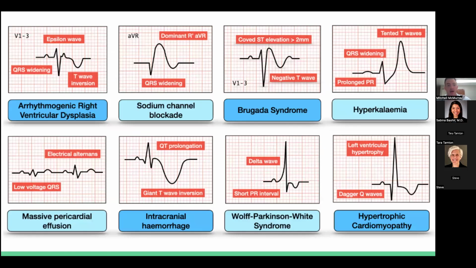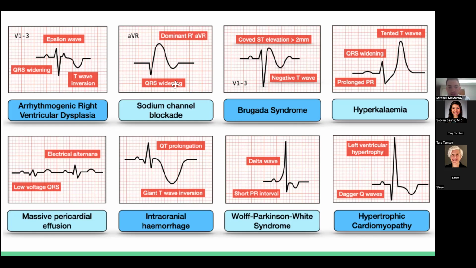And then my last slide here is more just board review stuff for people that haven't taken Step 3 yet, or just for anybody that wants a refresher. I'll just go over a lot of these. This is a pretty niche board question. This is called ARVD. You can have the epsilon wave in V1 to V3, this little notch here, and it has an associated T-wave inversion and QRS widening. If you can just recognize that, you'll get the question right on the board exam.